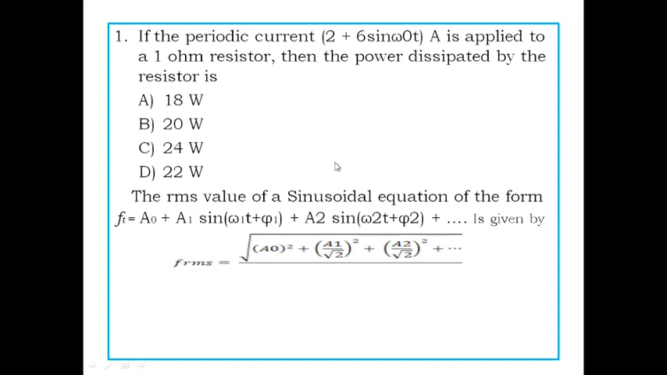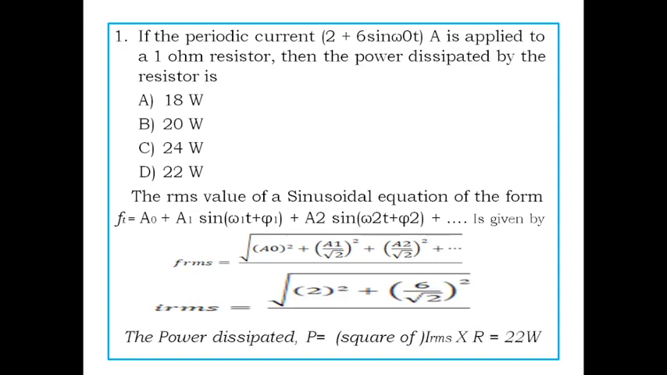So once after getting that I RMS, we can find the power. So power is equal to square of I RMS into R. I RMS is square root of 22. So if you take the square of it, then the square and square root will get cancelled, so we get only 22 into 1 because resistance is 1 ohm. So 22 watts will be the answer for this given question.